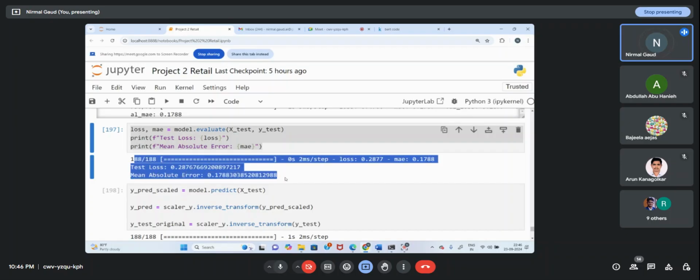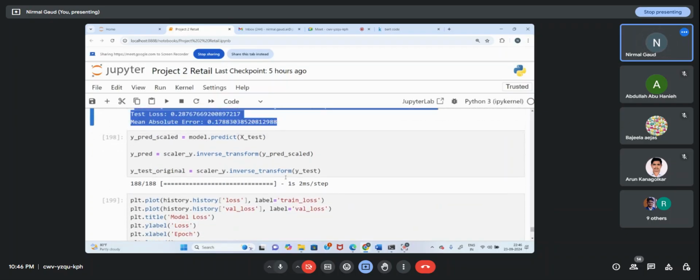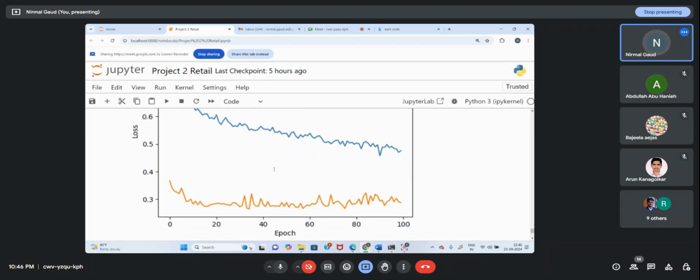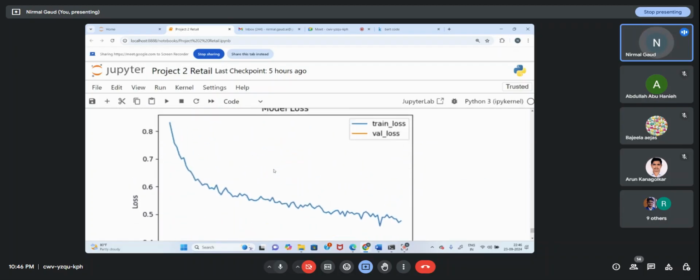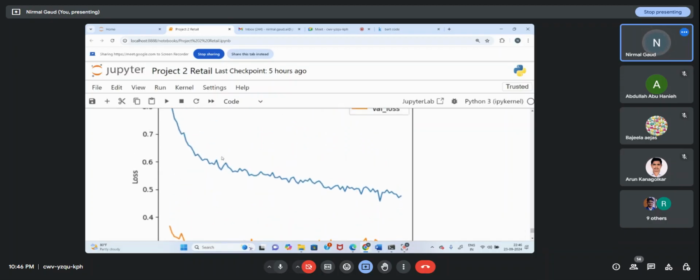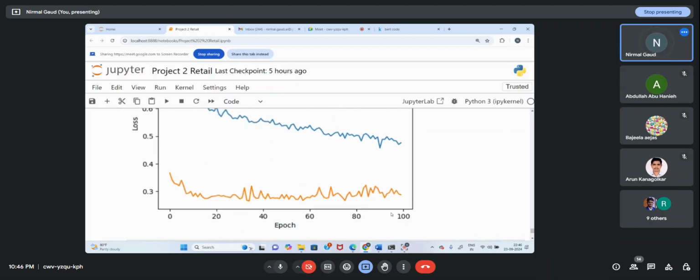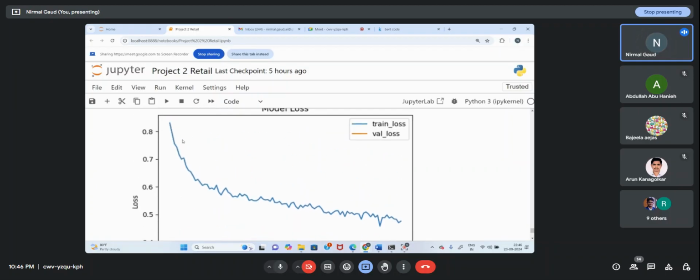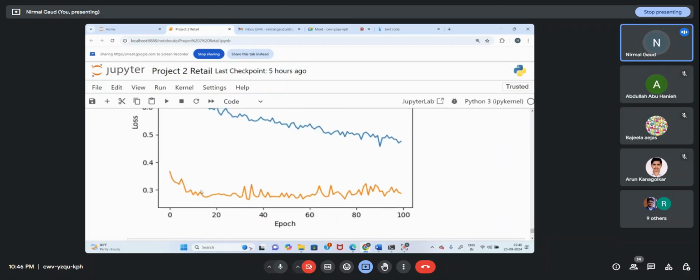Okay, fine. And then what I did, I made a plot for the loss. This is the loss plot: how my training goes till 100 epochs, and what the loss is. This is the training loss, and this is the validation loss. And this is fine, validation loss should be less than the training loss. So as my training goes on, my loss is getting less and less, and my validation loss is also like this.